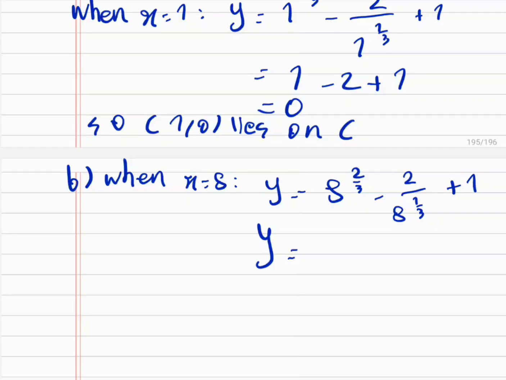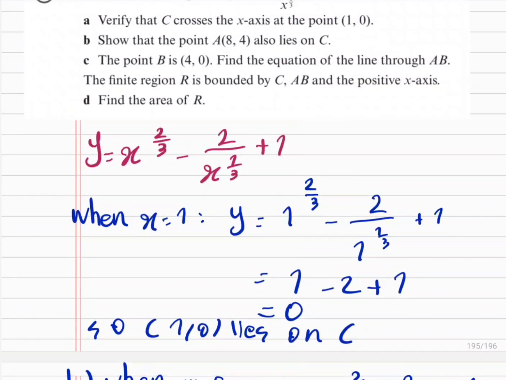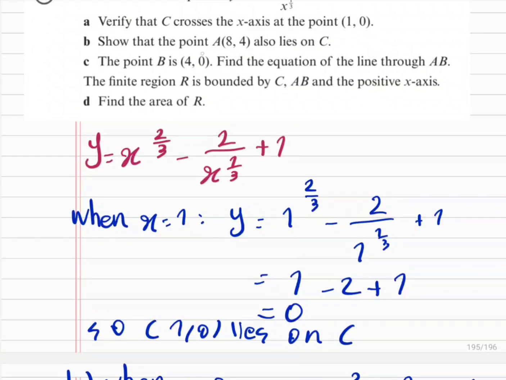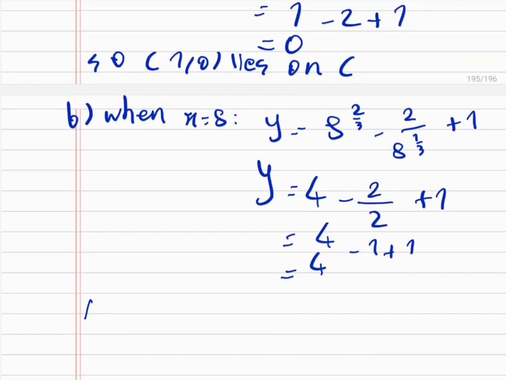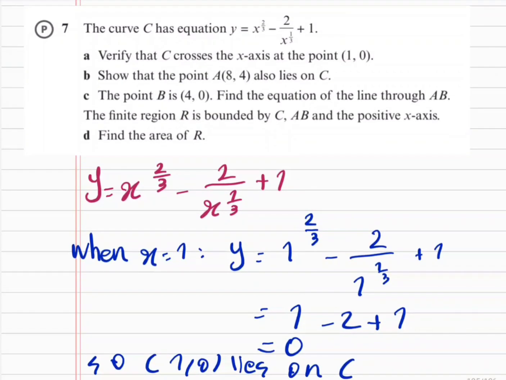So 8 to the power of 2 over 3 is simply equal to 4. And here we have minus 2 over 8 to the power of a third, which is just 2, plus 1. So that's equal to 4 minus 1 plus 1, and the final answer is 4. So therefore, we have shown that point A with coordinates (8, 4) lies on C. So far we have shown that C crosses the x-axis and also point A lies on the curve.